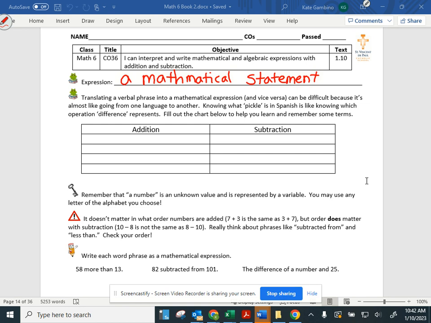So translating a verbal phrase into a mathematical expression and vice versa can be difficult because it's almost like going from one language to another. Knowing what pickle is in Spanish is like knowing which operation difference represents. So they don't always make sense.